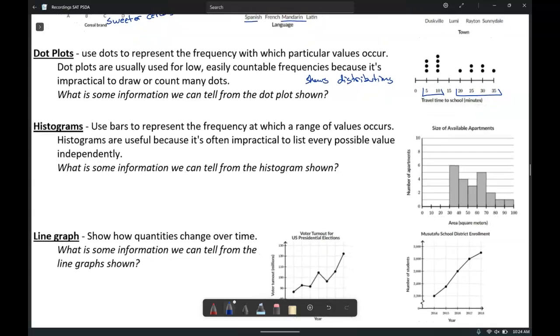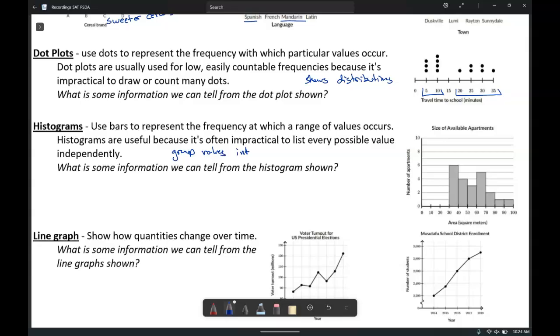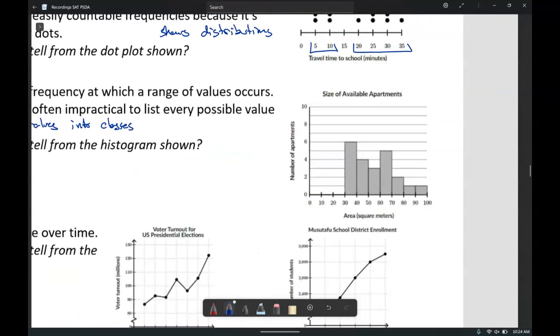A type of bar graph is called a histogram, and it uses bars to represent frequency at which ranges of values occur. It's often impractical to list every possible value independently in a bar graph if we have a lot of independent values. So we can group these values into classes, where we include a range of values and then count all the data values that fall within that range. So here we have sizes of apartments.